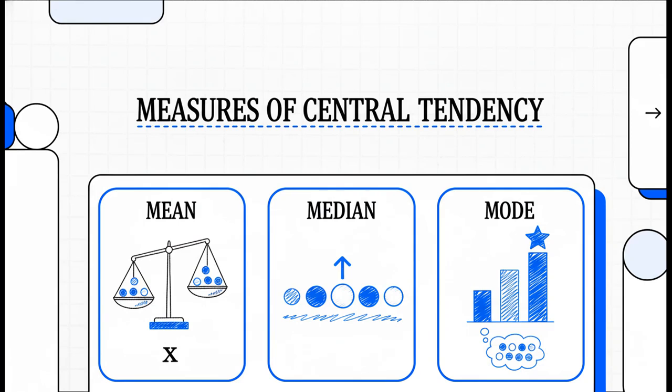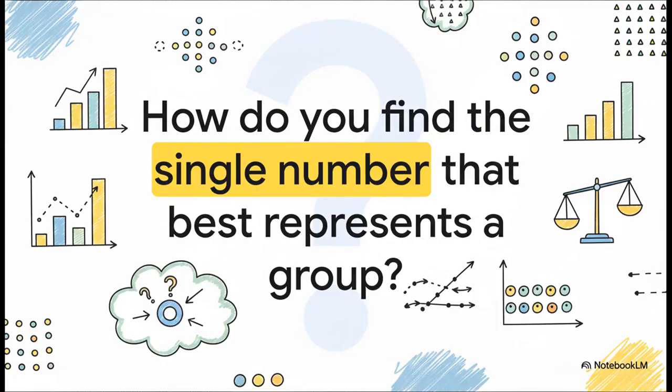You ever look at a bunch of numbers, like test scores or maybe house prices in your neighborhood, and your eyes just kind of glaze over? It's just a jumble of data. How in the world do you make any sense of it all? Yeah, that's the big question, right?